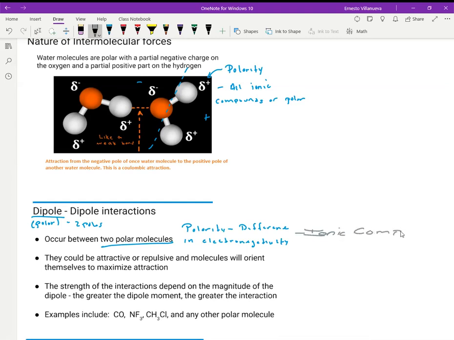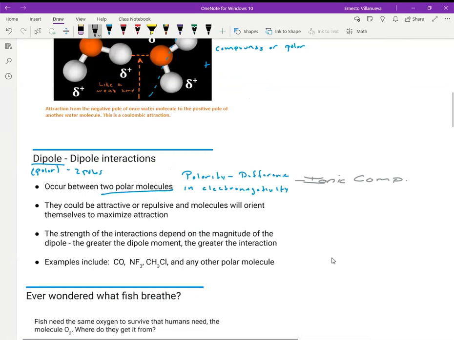So we're talking about ionic compounds, okay? Ionic compounds basically bond based on charge. You have one distinctly positive side, one distinctly negative side. And that difference in electronegativity is what creates polarity. So when you're talking about dipole-dipole interactions, you're talking about two polar molecules attracting each other based on their opposite charges.